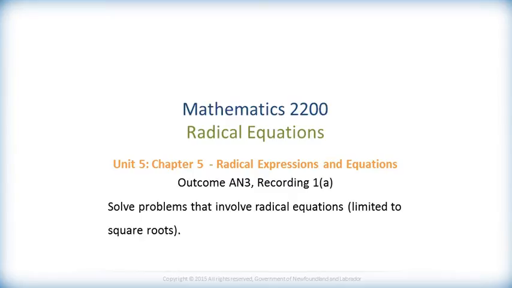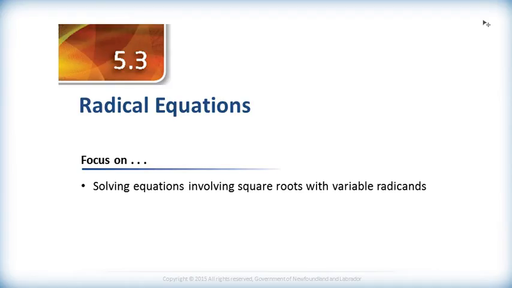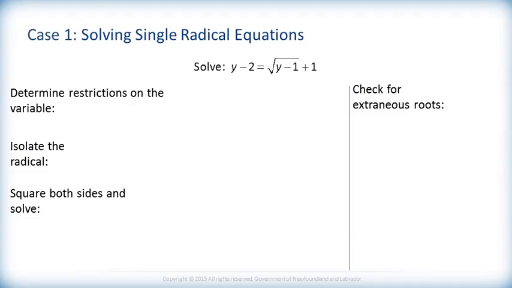This is recording 1A on radical equations for Unit 5, Chapter 5, Mathematics 2200. We'll be looking at solving equations involving square roots with variable radicands. Case 1: what happens if we have just a single square root? This is a radical equation because we have a variable involved in the radicand.